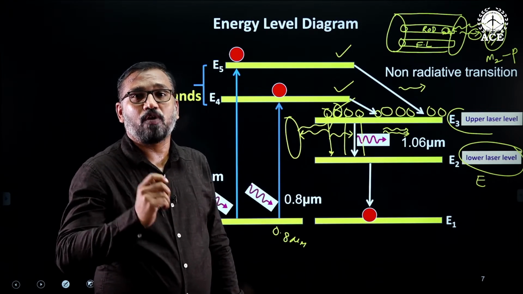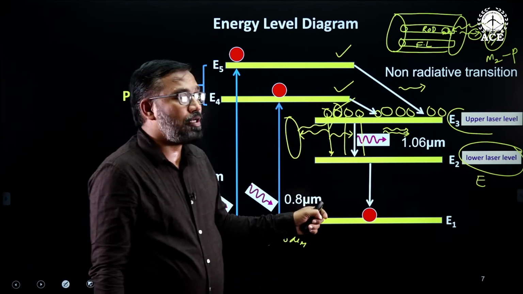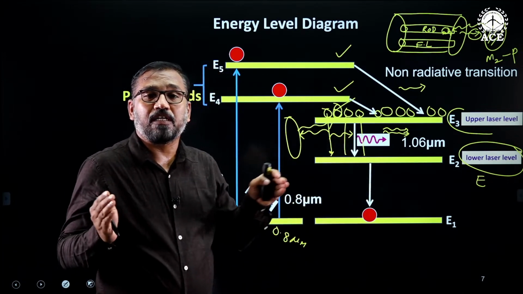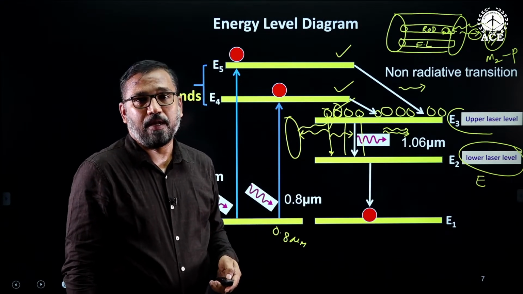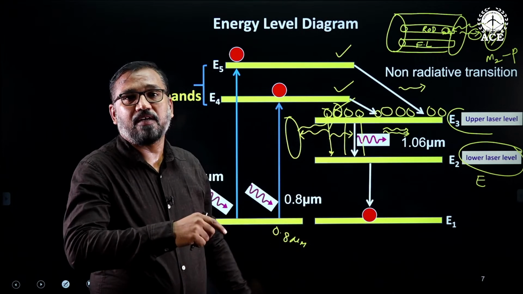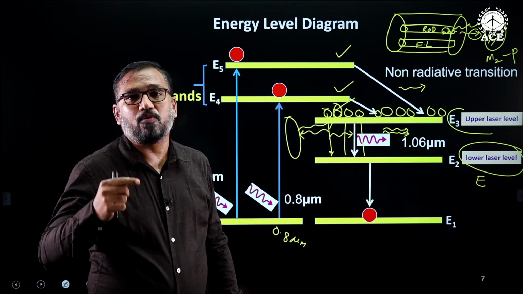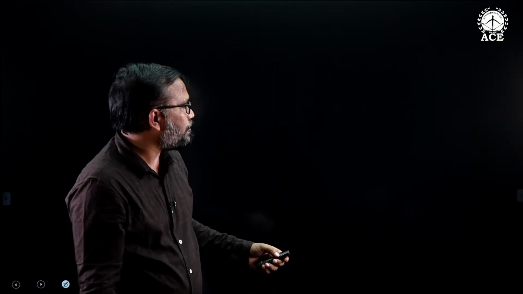This amplification of photons takes place continuously until the photons have a sufficient amount of energy. Then they will come out from the partially coated mirror, that is the M2 mirror, and the laser beam will come out as an intense coherent form of light. Okay.